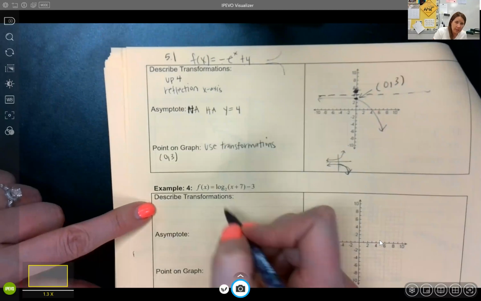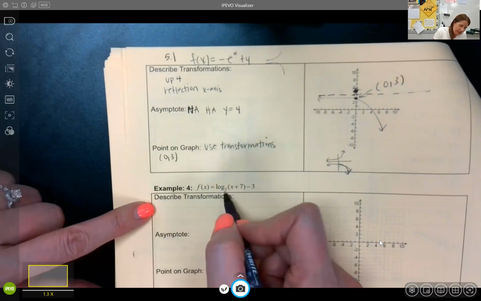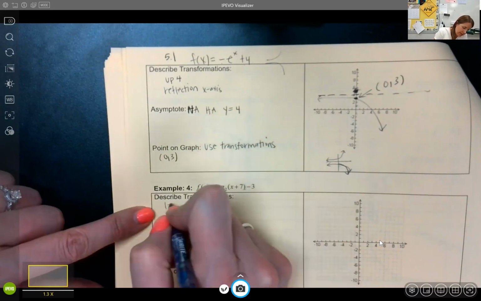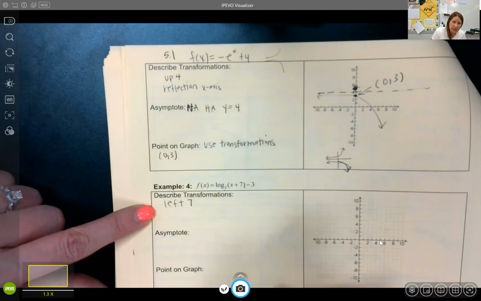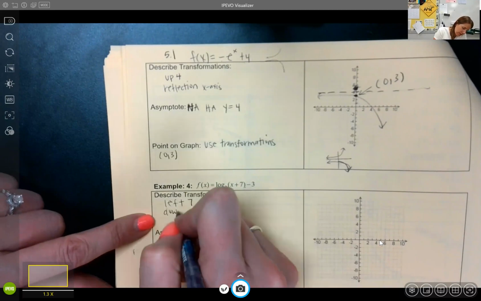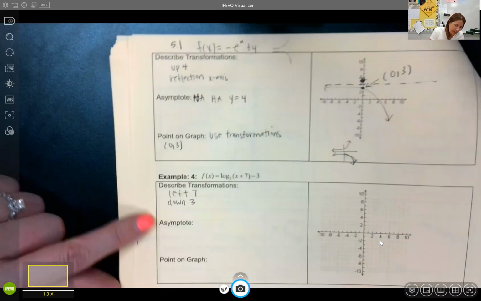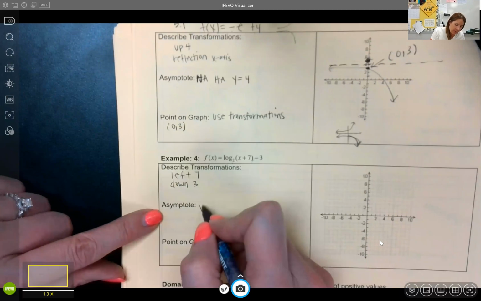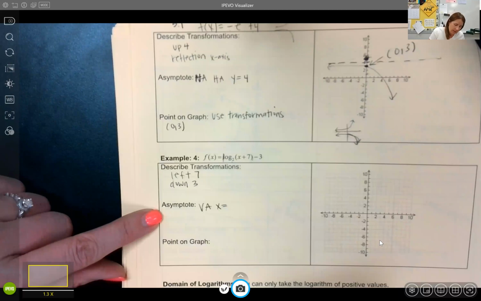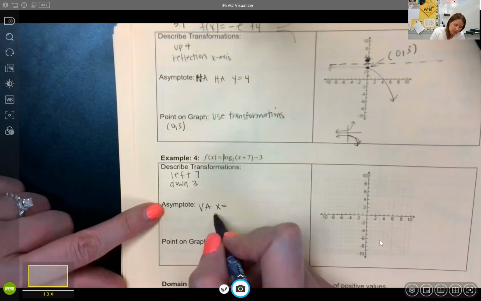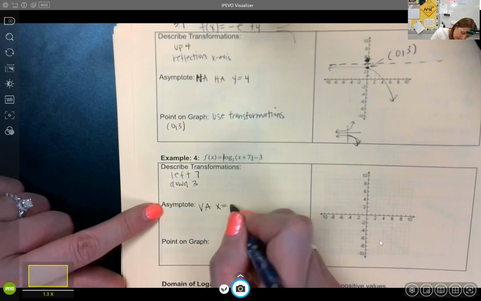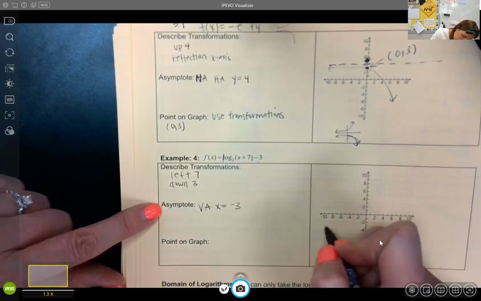Okay, this is a log graph, and it has an x plus 7 in parentheses, so that means it's going to go left 7. Remember, inside the parentheses, we always do the opposite sign. And then this is going to be down 3. The asymptote is vertical. It's straight up and down because I can see that L that looks like a straight up and down line. The vertical asymptote is going to be the K value, in this case -3. So I'm going to go down here to -3.